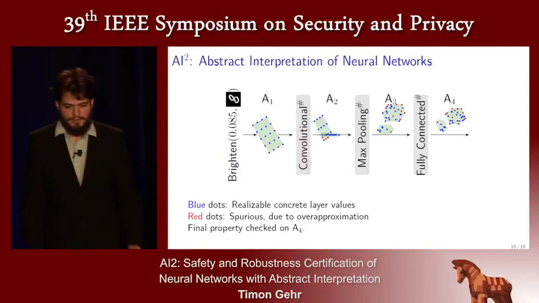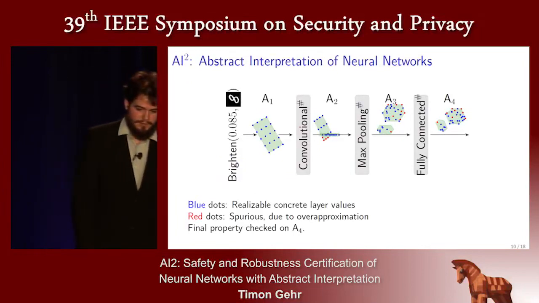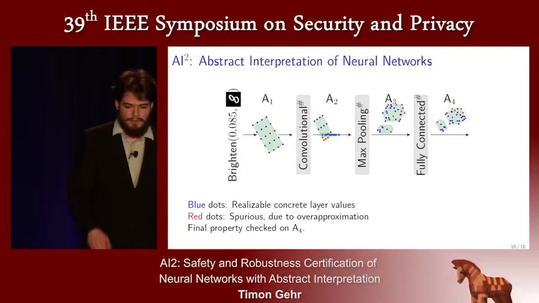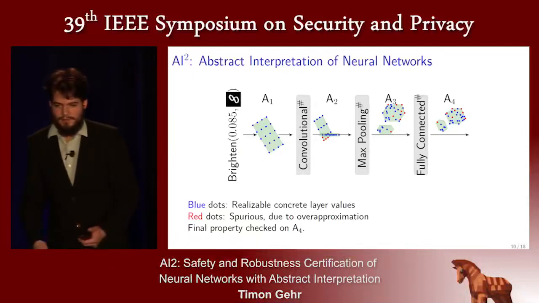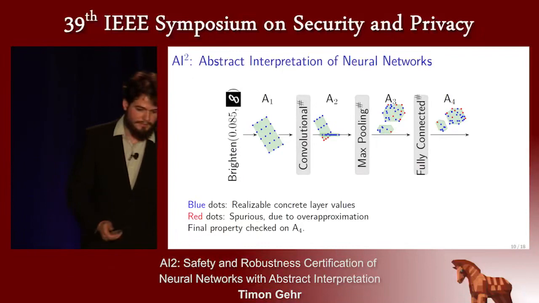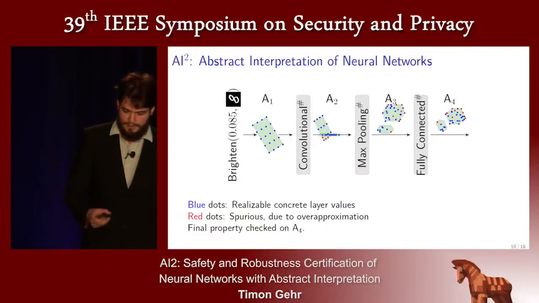So we have a convolutional layer, followed by a max pooling layer, followed by a fully connected layer. And they will all operate on this shape and give you some other shape that over-approximates the result. So you have also some red points. Those are points that cannot occur in practice, but are included as possible behaviors by abstract interpretation. And the final property you will check on A4.